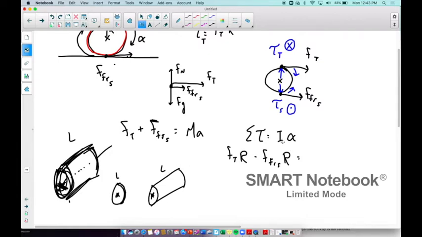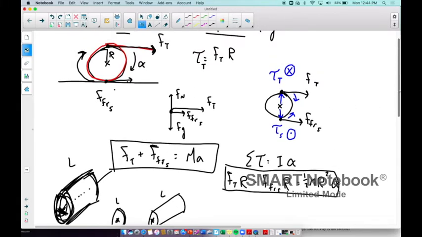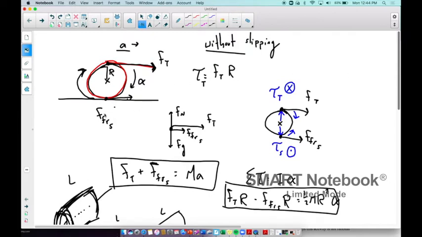It's just going to be the I value for a disk, which is 1/2 m r squared alpha, just like that. So these would be my Newton's law equations for this scenario, and then we could analyze it quantitatively. I wanted to analyze it more qualitatively, more conceptually, to make sure that you understand how we can predict this confusing bit here where the force of friction actually points to the right.